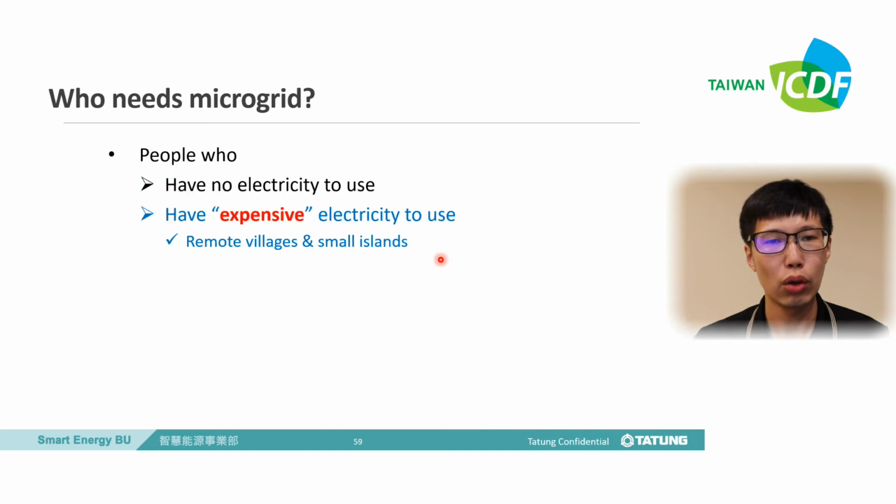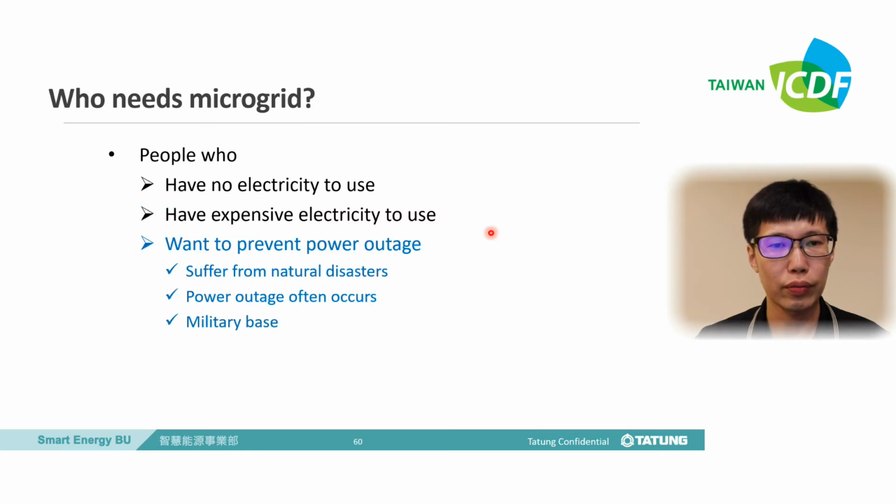And people who have expensive electricity to use also need microgrids. For example, some people in remote villages and small islands use diesel generators for the power source, and the generation cost is very expensive. So in this case, after building microgrids, the electricity bill may be reduced.